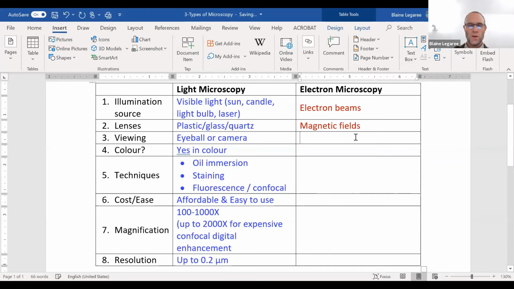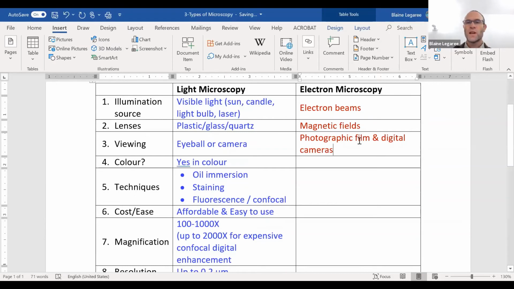Viewing, you're not using your eyeball, but you might be using photographic film. So that's the classical way. Nowadays, computers are so much more common that we can use digital detectors and directly form a digital image. So I'll say that: photographic film and digital cameras.